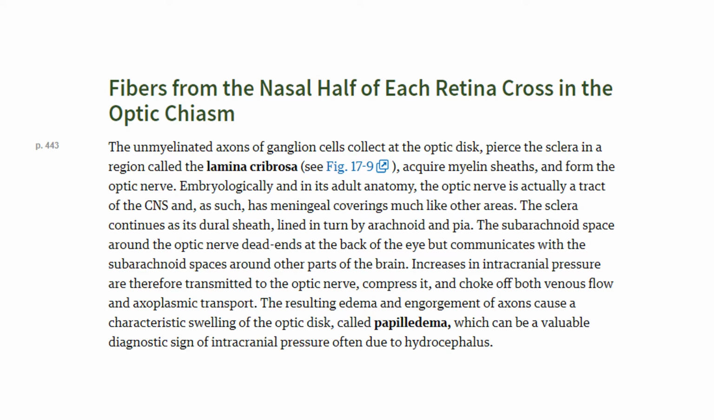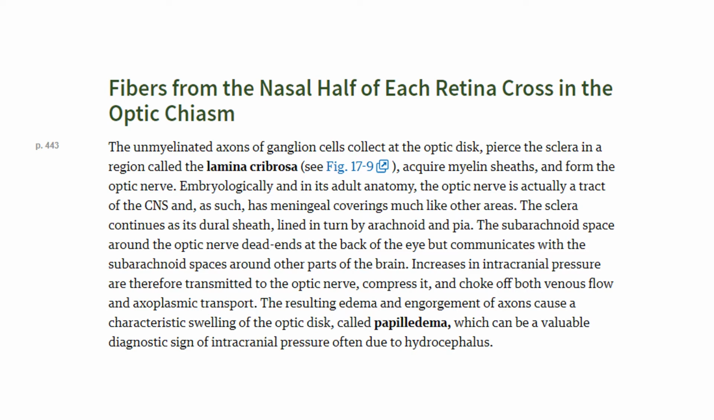So the unmyelinated axons of ganglion cells collect at the optic disc, pierce the sclera in a region called the lamina fibrosa, acquire myelin sheaths, and form the optic nerve. Embryologically and in its adult anatomy, the optic nerve is actually a tract of the central nervous system, and as such has meningeal coverings much like other areas. The sclera continues as its dural sheath, so remember pia, arachnoid, and dura, so this dural layer over it, lined in turn by that arachnoid and pia.